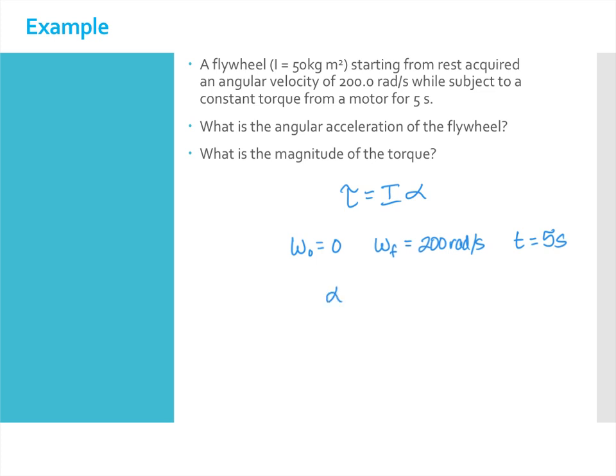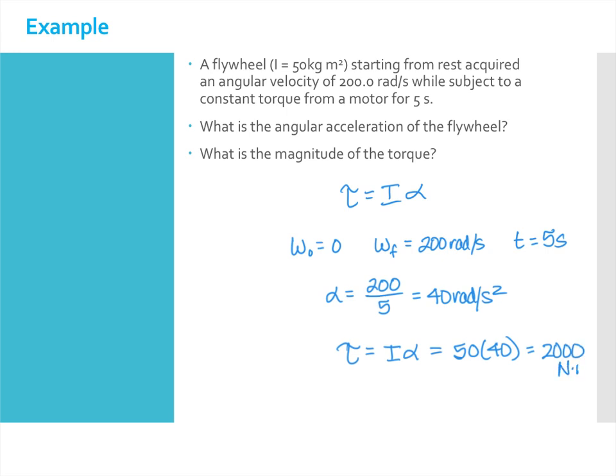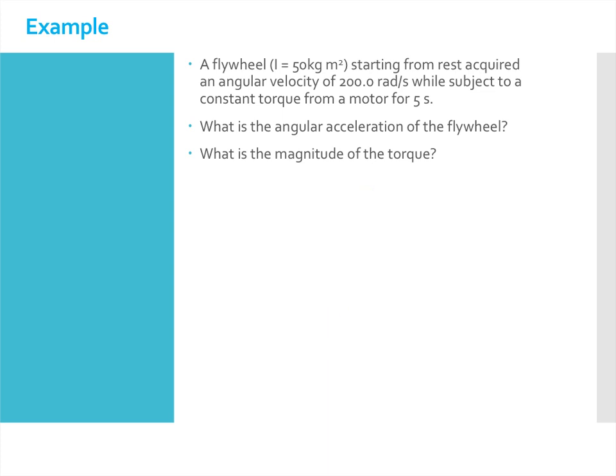So the first thing they're asked is to find the angular acceleration, which will be 200 divided by 5, which is going to be 40 radians per second squared. And then to find the torque, it's just a substitution of the moment of inertia and our alpha that we just found. So we have 50 times 40, which is 2000, and that's going to be measured in Newton meters. And that's the magnitude of the torque.